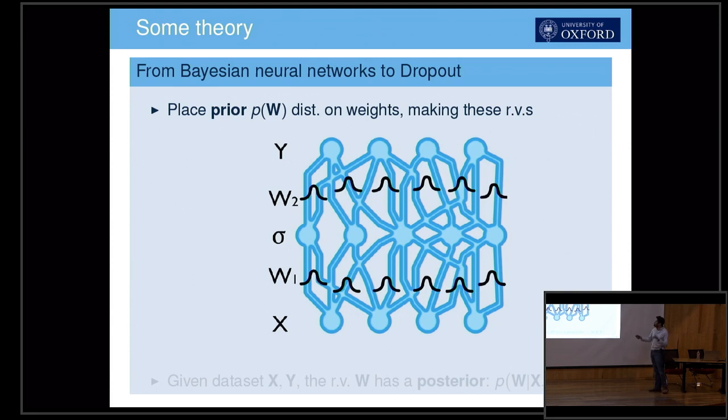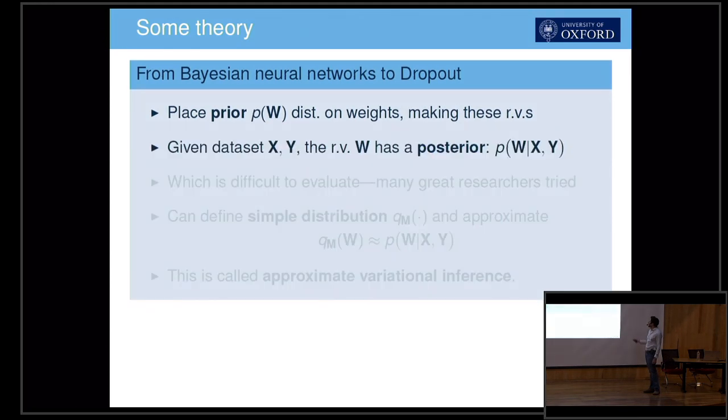Now, if you also give me another distribution, the likelihood, P of Y, the probability of Y conditional on some W and X, then I can find the posterior. I can evaluate what are the more likely and less likely weights conditioned on some data that you gave me. The issue is that evaluating this posterior is very difficult. Many great researchers have tried to do that over the past, I think, almost 30 years now.